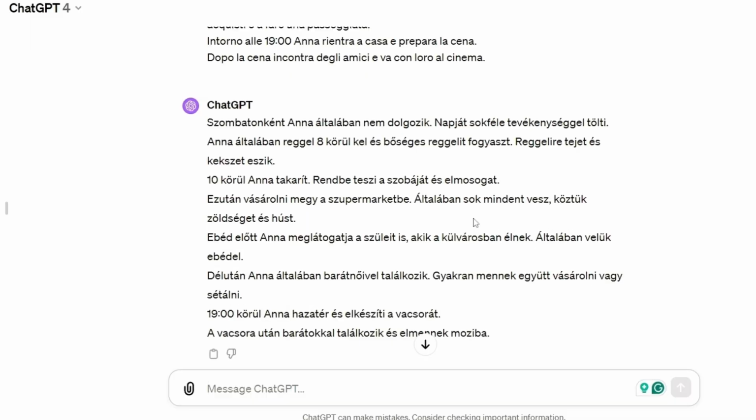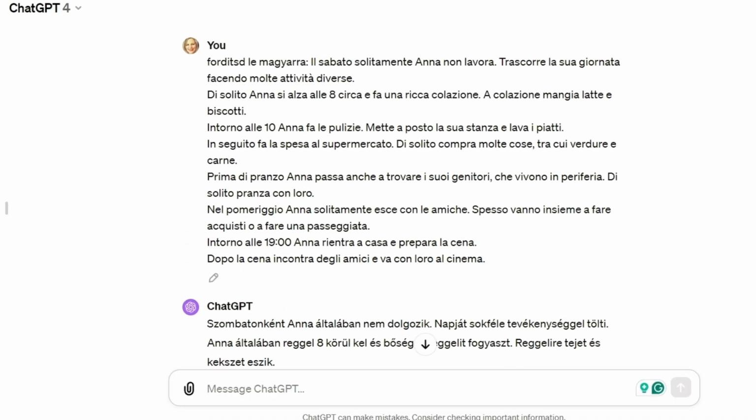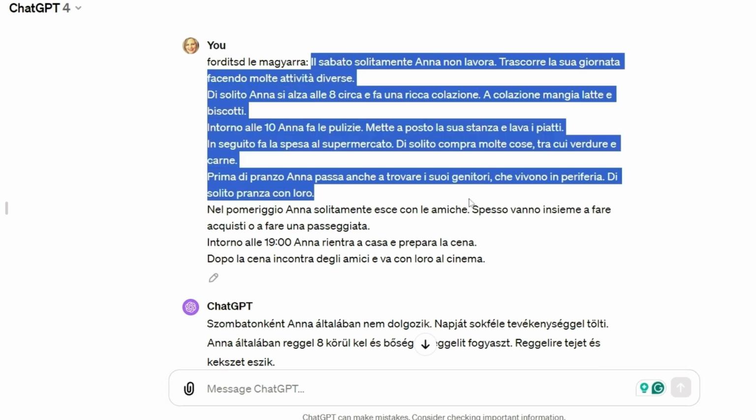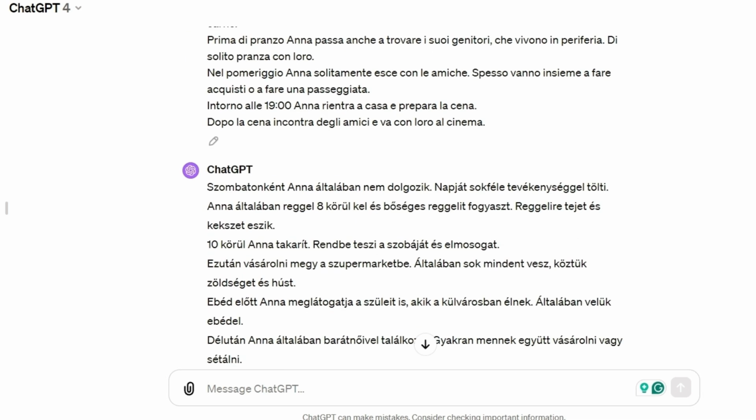Indeed, it looks like it works. So, if you take a story from another language, I took it from Italian, and you translate it into Hungarian, it might work, okay? But now I will take it a step further and ask ChatGPT to convert the story into the past tense.